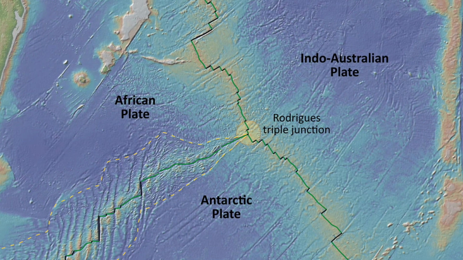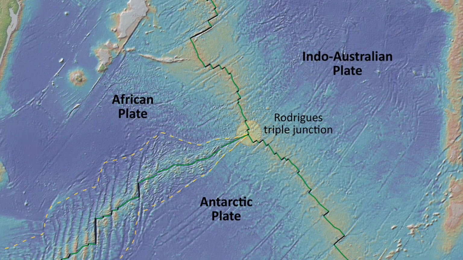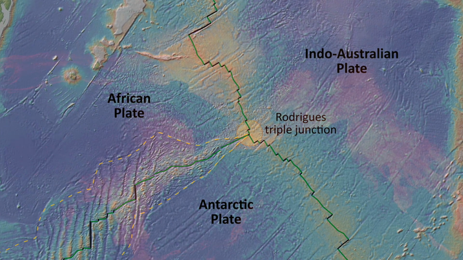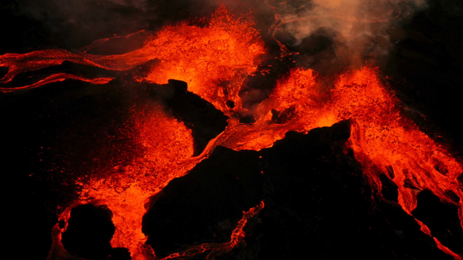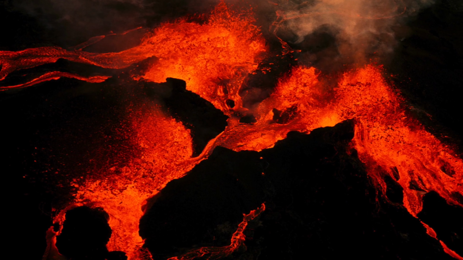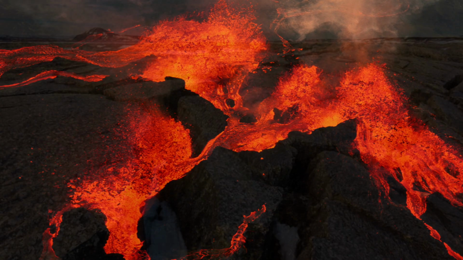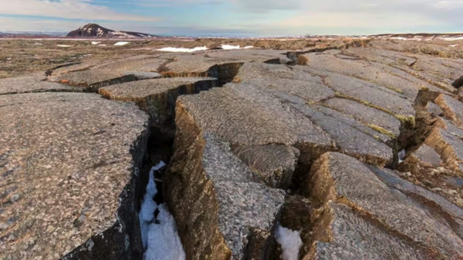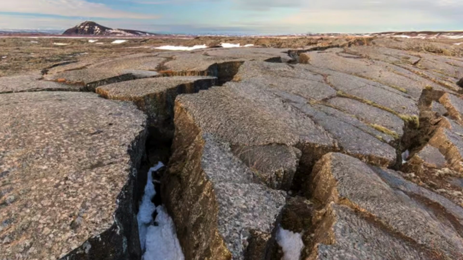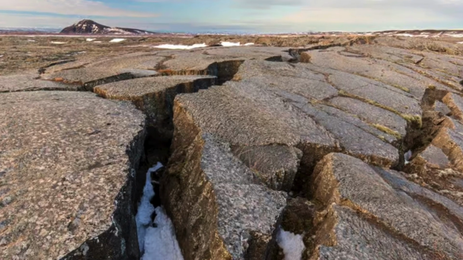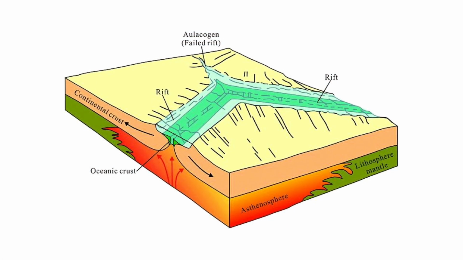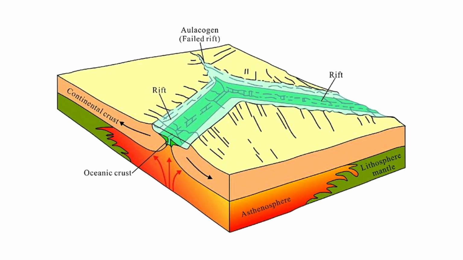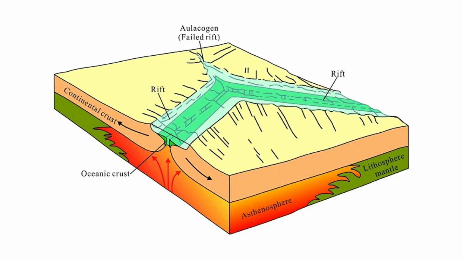The most common type of triple junction is where three rift zones meet. These usually form above mantle plumes, which are areas where hot material rises from deep inside the earth. Triple junctions are important because they often lead to the breakup of continents and the formation of new oceans. However, not all rift arms succeed. Some stop developing and are called failed rifts or aulacogens.